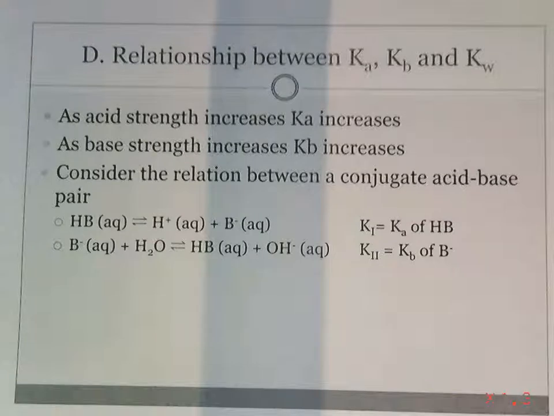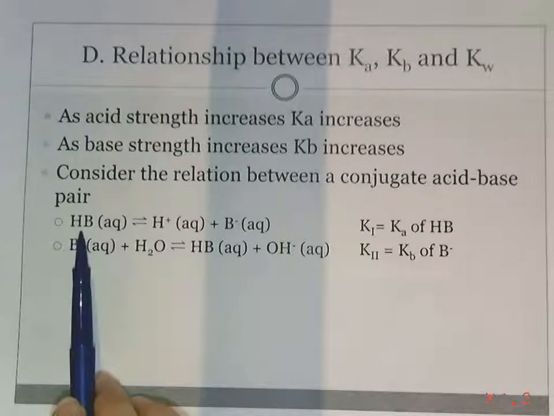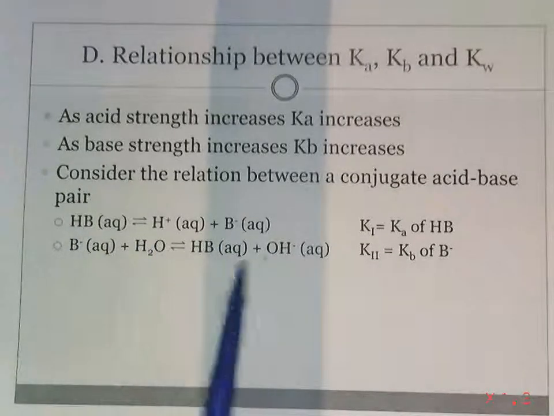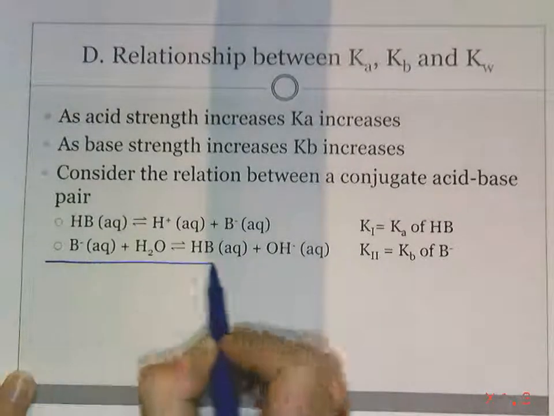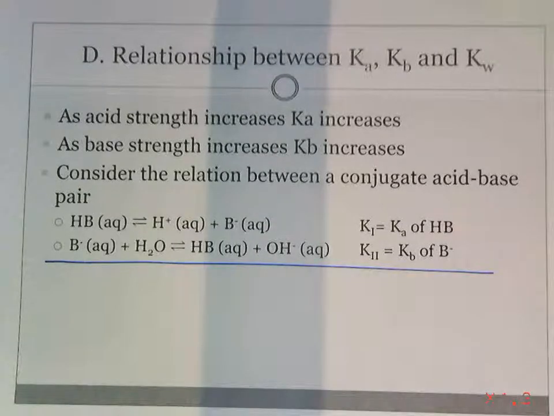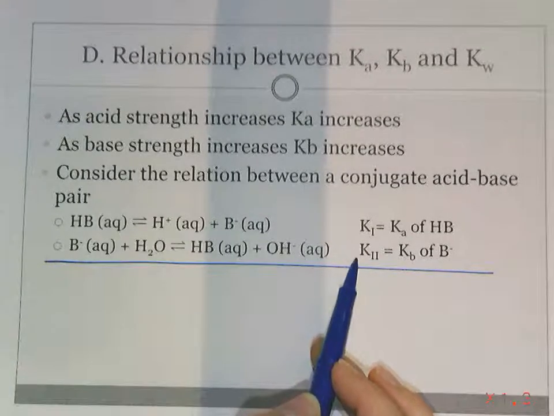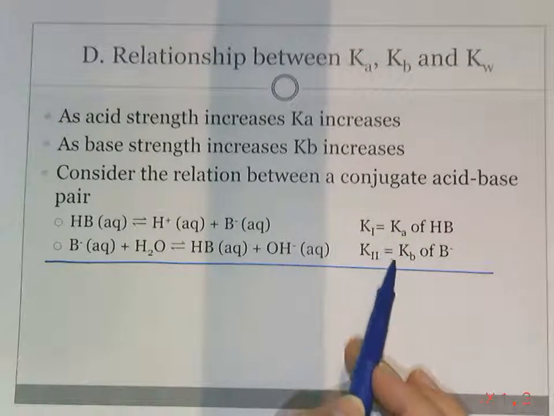So let's look at a relationship between a conjugate acid-base pair. Here I have an acid dissociating, and I have a base making a base reaction. Just like we did in chapter 14, these each have equilibrium constants. The first one happens to be a Ka, the second one's a Kb, because it's an acid reaction or a base reaction.